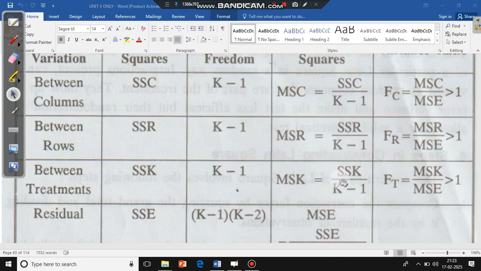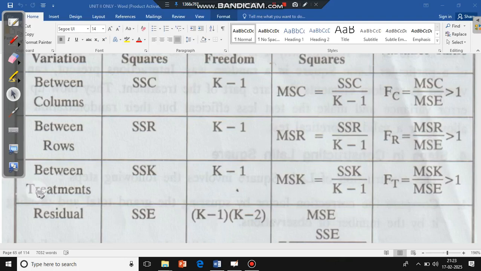We have to compare them. Whichever comes up as the greater value, we have to write at the top, and the lesser value we have to write in the denominator. Sometimes this may be greater, this may be lesser. In that case, you have to write MSE by MSR.